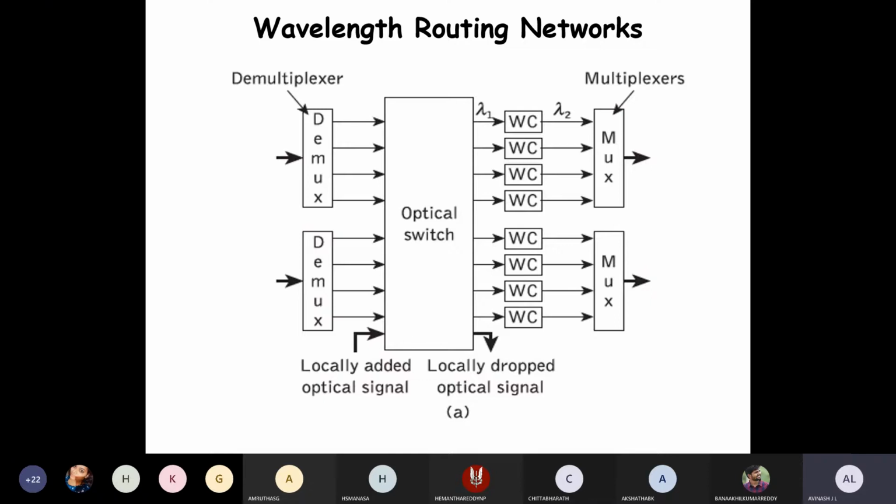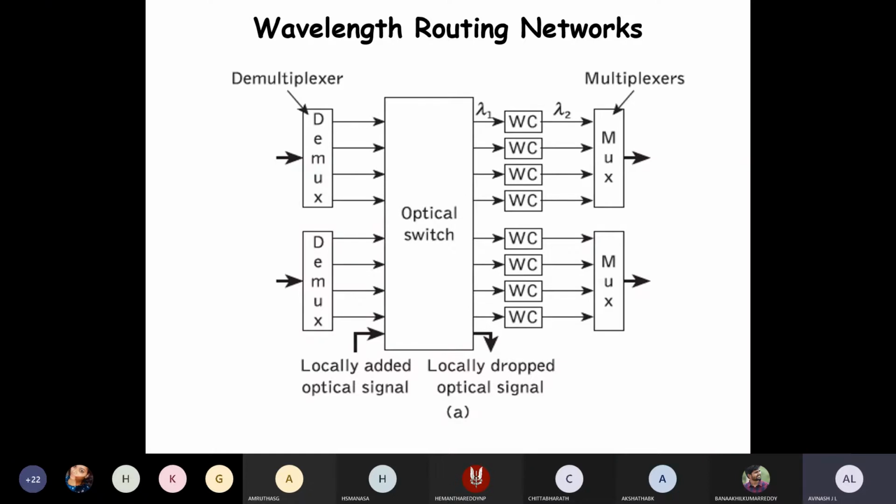Here there is an optical switch. What is the functionality of the optical switch that we need to understand? The optical switch will be used for one particular purpose: we can shuffle the different wavelengths and convert the wavelength. That is why the optical switch plays a major role.